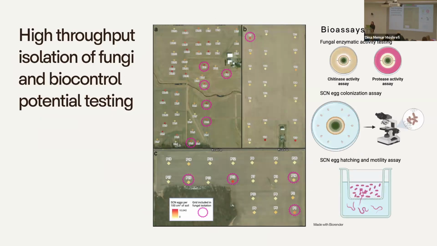We had a project with a grower that just let us go into his field and grid sample. I have the fungal community data for these fields, but I'm not going to be able to share them today because of time. But basically, we went in and selected field locations within these growers' fields that had the highest pressure of soybean cyst nematode. And we performed a high-throughput isolation of fungi and tested those fungi for their biocontrol potential.